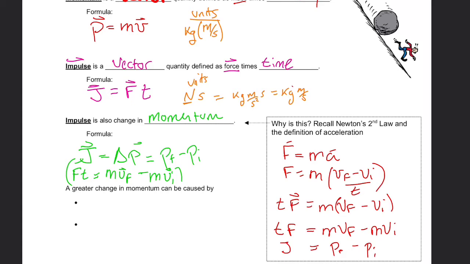So an external force can make an object accelerate. An external force can apply an impulse and have an object change momentum. If you want to change a momentum more significantly, you can either increase the force or you can increase the time. Let me show you some examples of that.